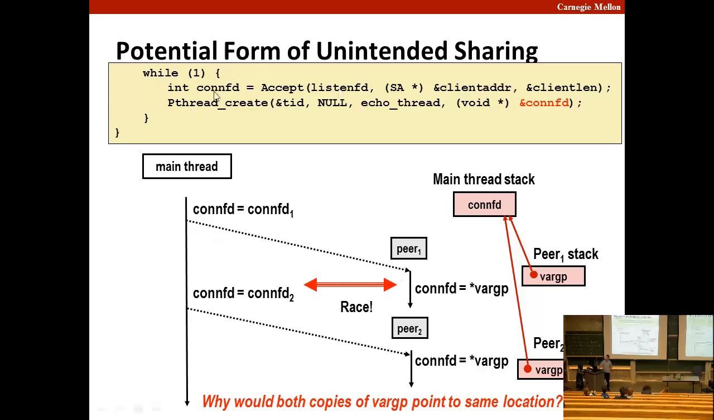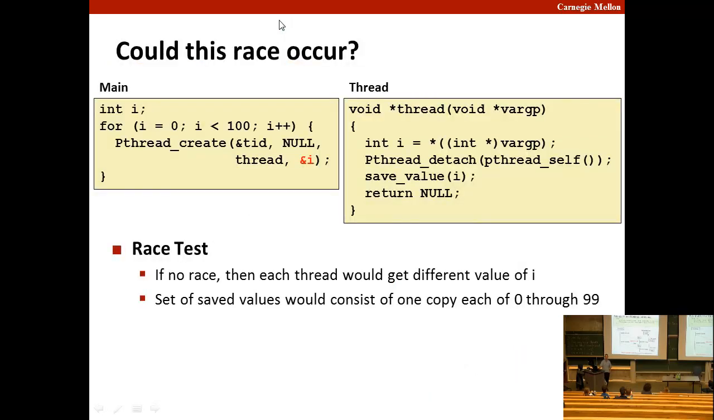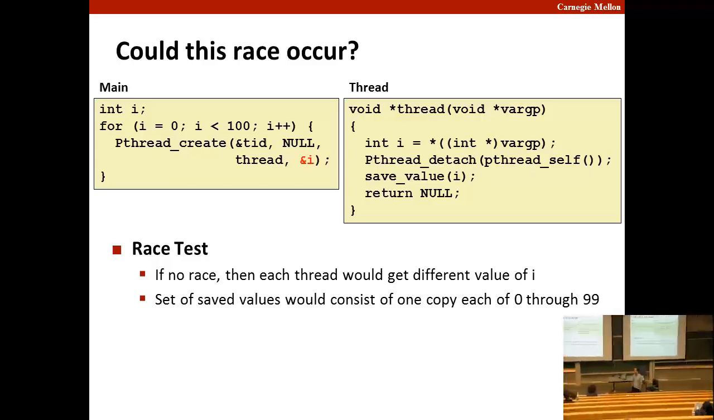So we talked about this potential form of unintended sharing, right? This connection file descriptor and why it is that we malloc. All right. Now, I have a variable called I, which is local to main. But main is alive and well. When main ends, the program ends, right?